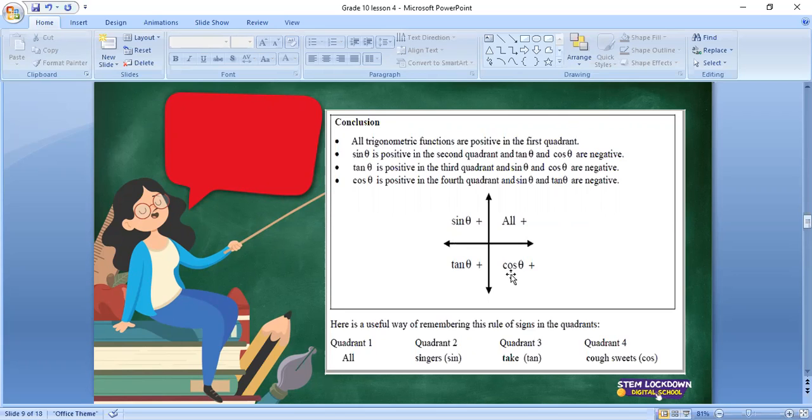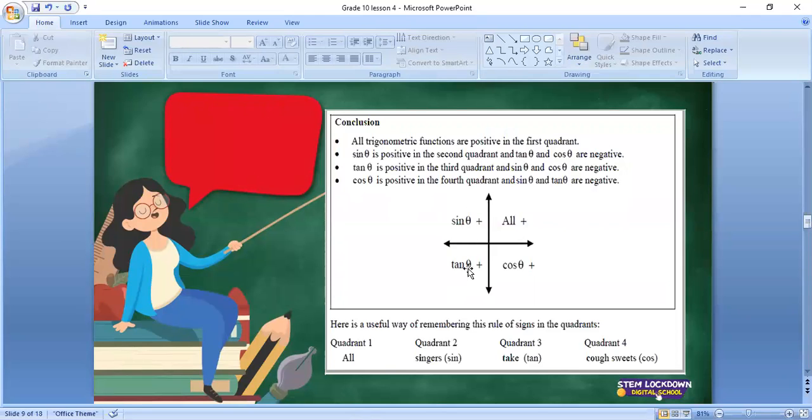Now start from the first one: all, meaning what? All the ratios are positive. Singer implies what? Sine. So in the second quadrant, only sine is positive. All singers take curve suite. All is positive. Singer, sine: only sine is positive.